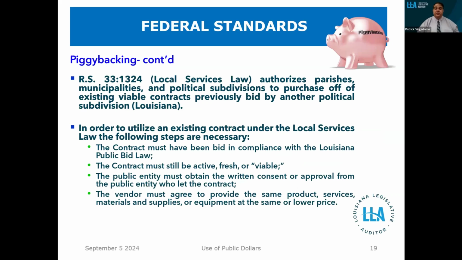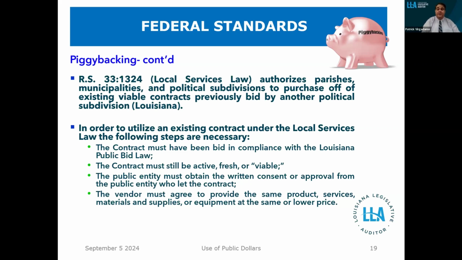The Local Services Law authorizes, it's a separate one, and this is the older method that the AG had historically said could be used, which would allow parishes, municipalities, and political subdivisions to purchase off existing viable contracts that have previously been bid by another Louisiana political subdivision. It's important to note, in utilizing an existing contract under the Local Services Law, the steps, while similar to the statutory method, are different.